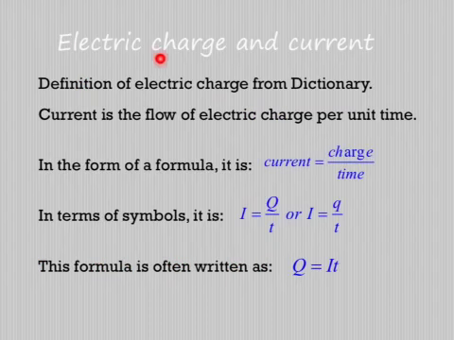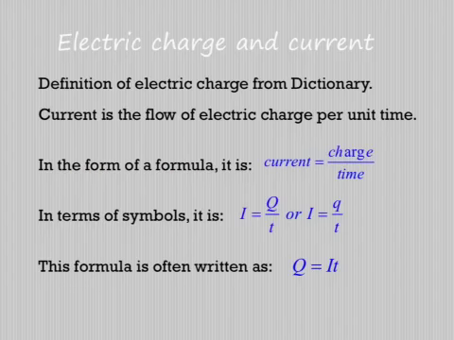Electric charge and current. First of all, you have to learn the definition of electric charge from the dictionary. Now, current is a flow of electric charge, which is usually electrons per unit time or per seconds. In the form of a formula, it's like this.